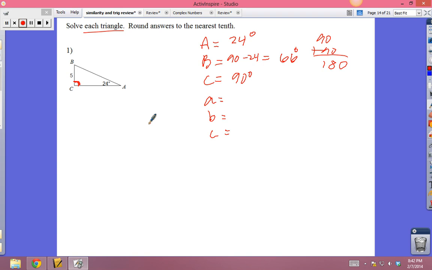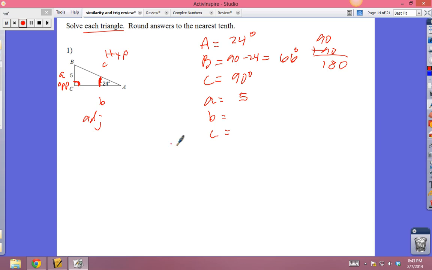Okay, now we know side A is opposite of angle A. So this is side A, this is side B, this is side C. Side A is 5. And the only way we're going to figure out side B or side C is if we use some trig. So I am going to label this triangle as if I'm looking from angle A. So if I am looking at angle A, this is going to be my hypotenuse, this will be my adjacent, and this is going to be my opposite.